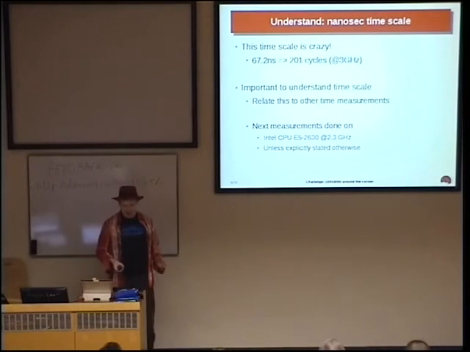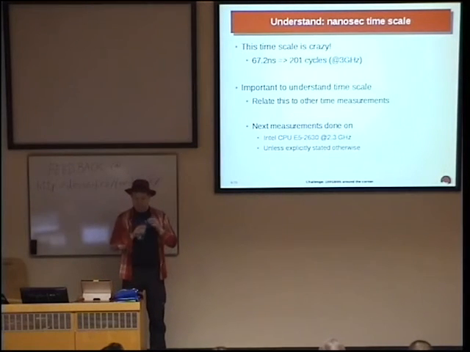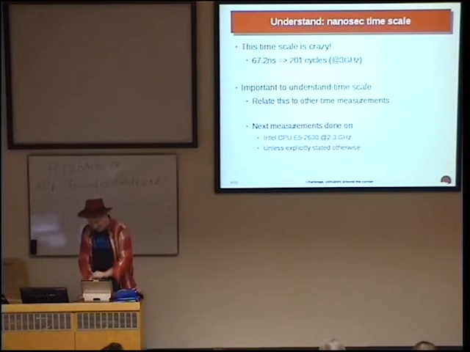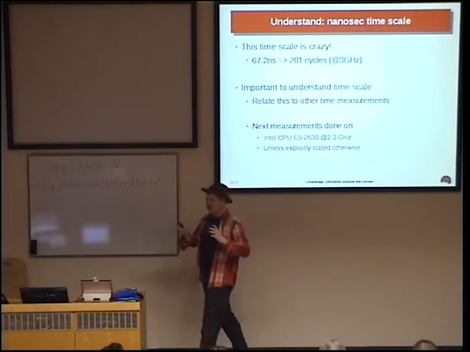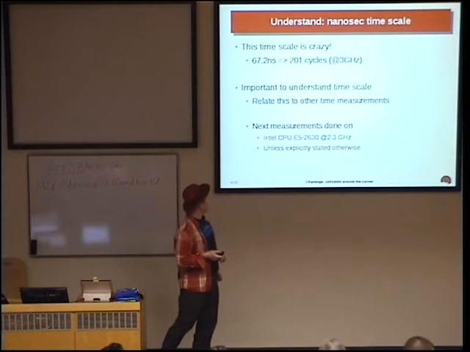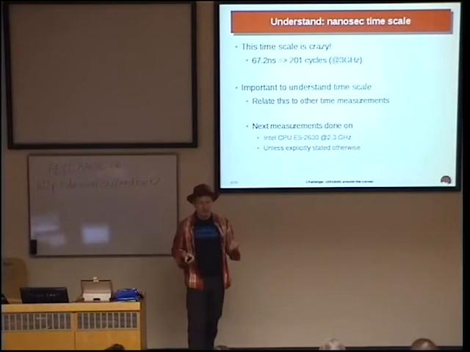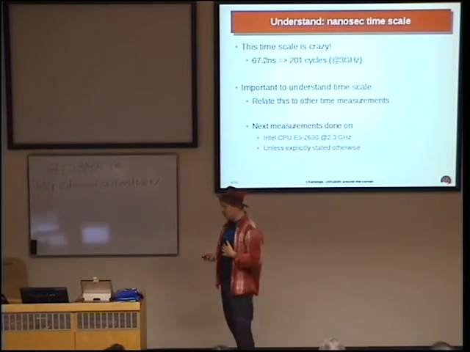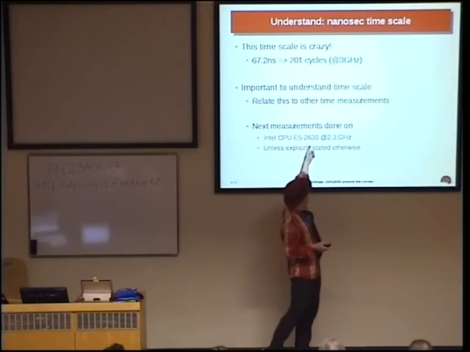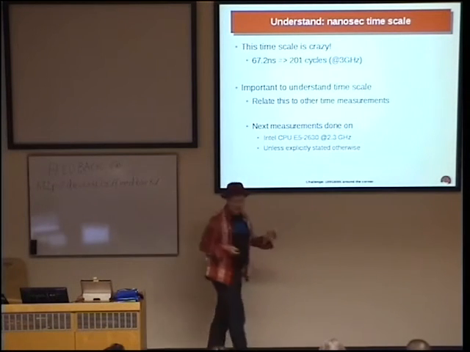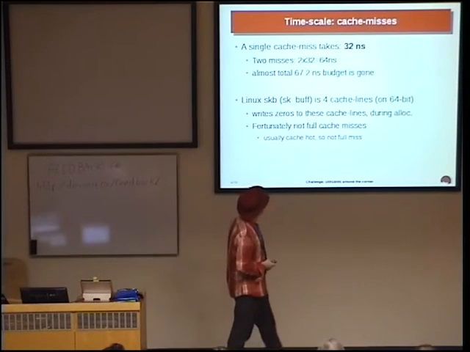So now I'm going to try to explain to you this crazy time scale. It'll be interesting to hear afterwards if anybody actually understood it. See if it blows your mind. This time scale is crazy. I already mentioned that we only have about 200 cycles. But for you to understand this time scale, I'm going to relate it to some other time measurements so you can get a picture of what we are dealing with here. I did a lot of the benchmarks, and they are mostly on this type of CPU. It's actually not that fast in gigahertz, so we could get a little bit faster if we just crank up the gigahertz. But let's see what happens on this specific CPU.